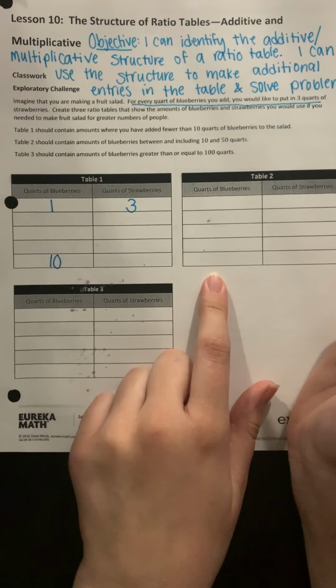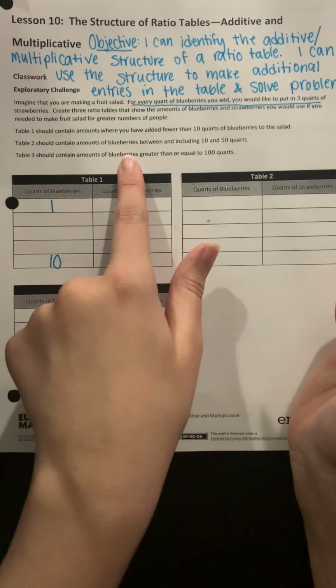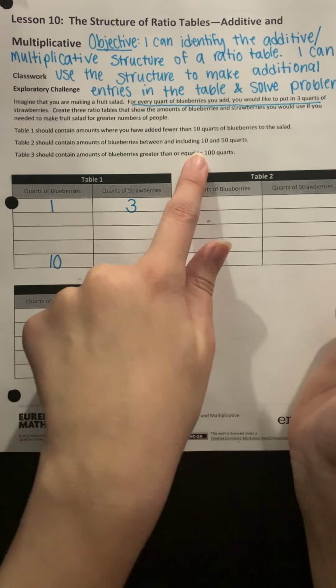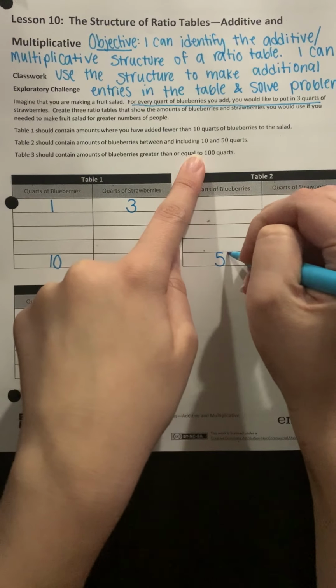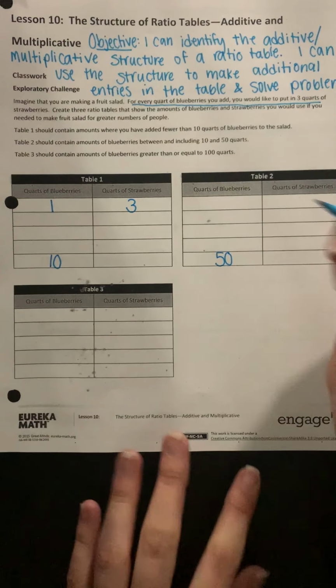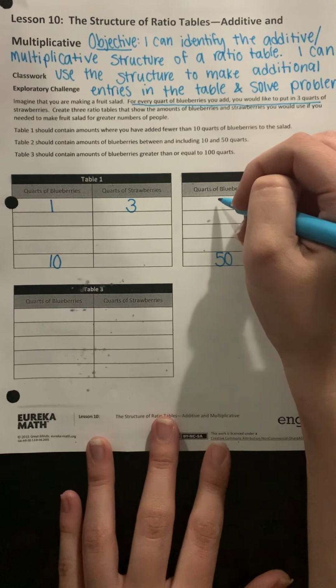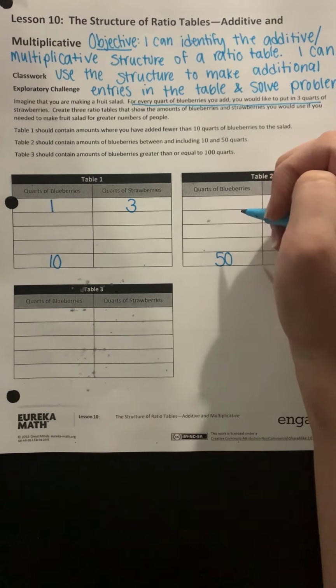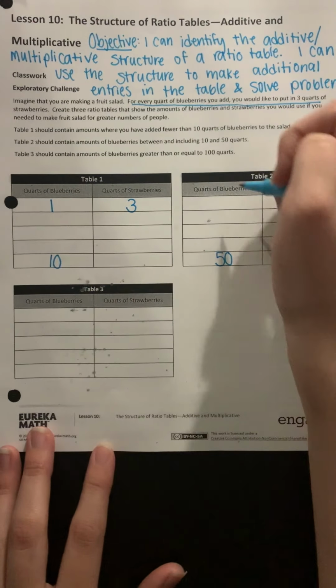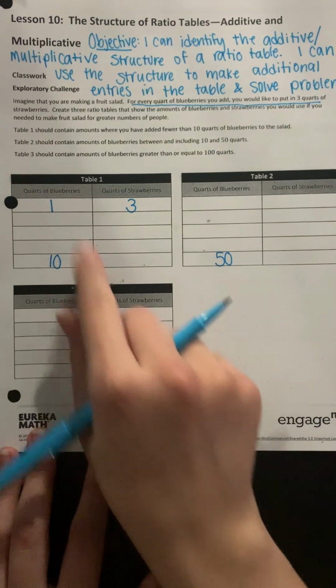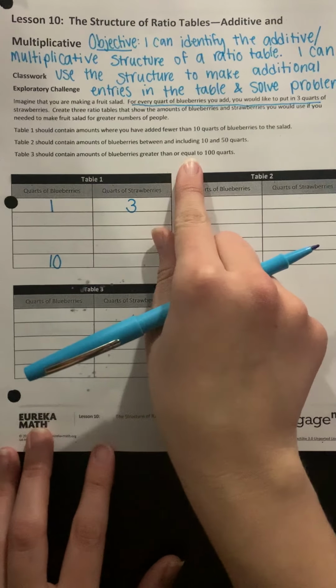For the next ratio table, it says table 2 should contain amounts of blueberries between and including 10 and 50 quarts. So the highest I can go here is 50. And the lowest I can go is that 10. And so I can really go like 11 to 50. And then table 3 should contain amounts of blueberries greater than or equal to 100 quarts. So the smallest value should be 100, and then I can go bigger from there.